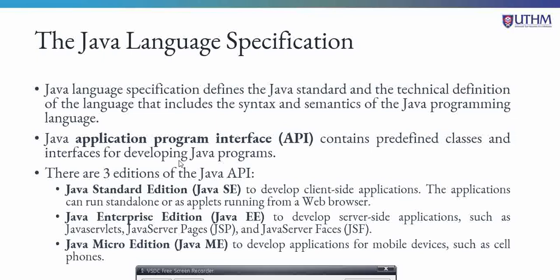Java application program interface contains predefined classes and interfaces for developing Java programs. There are three editions of Java API. The one that you downloaded last week is the first one, Java SE. Java SE, Java Standard Edition, is used to develop client-side applications. The application can run standalone or as applets running from a web browser.